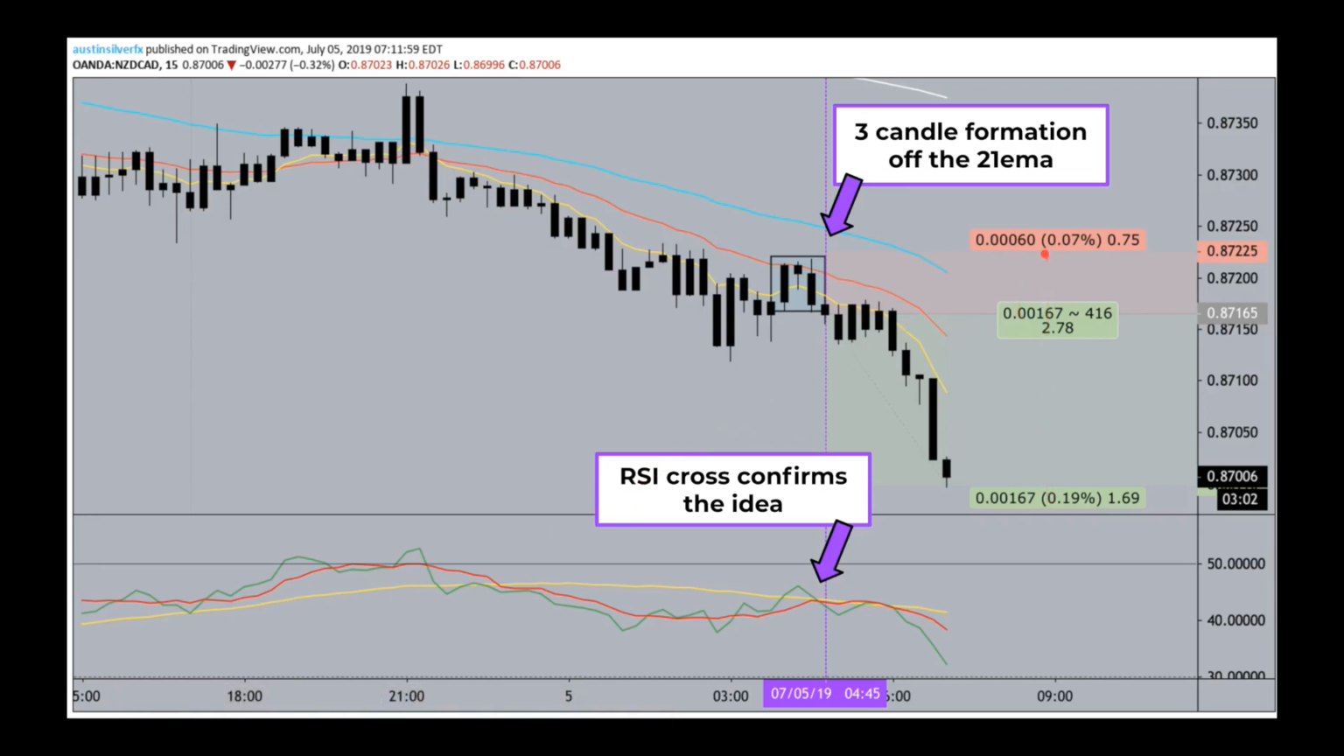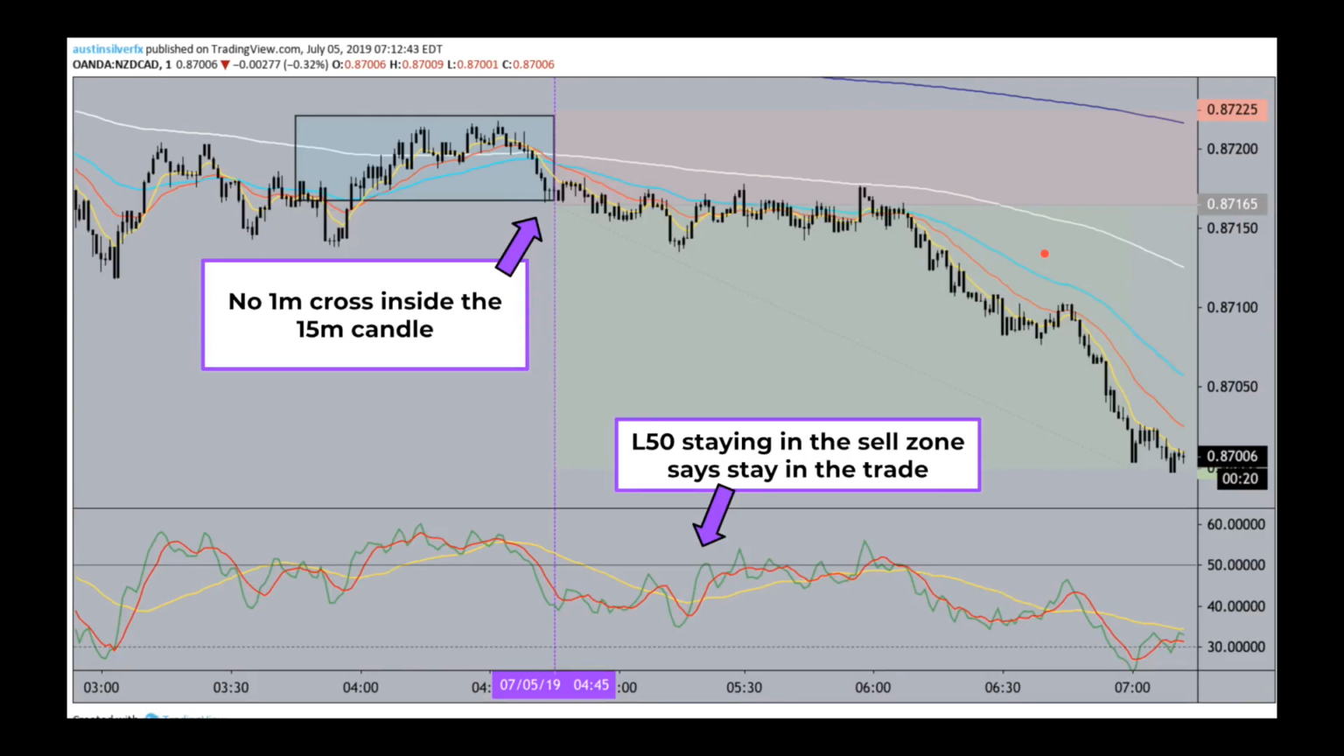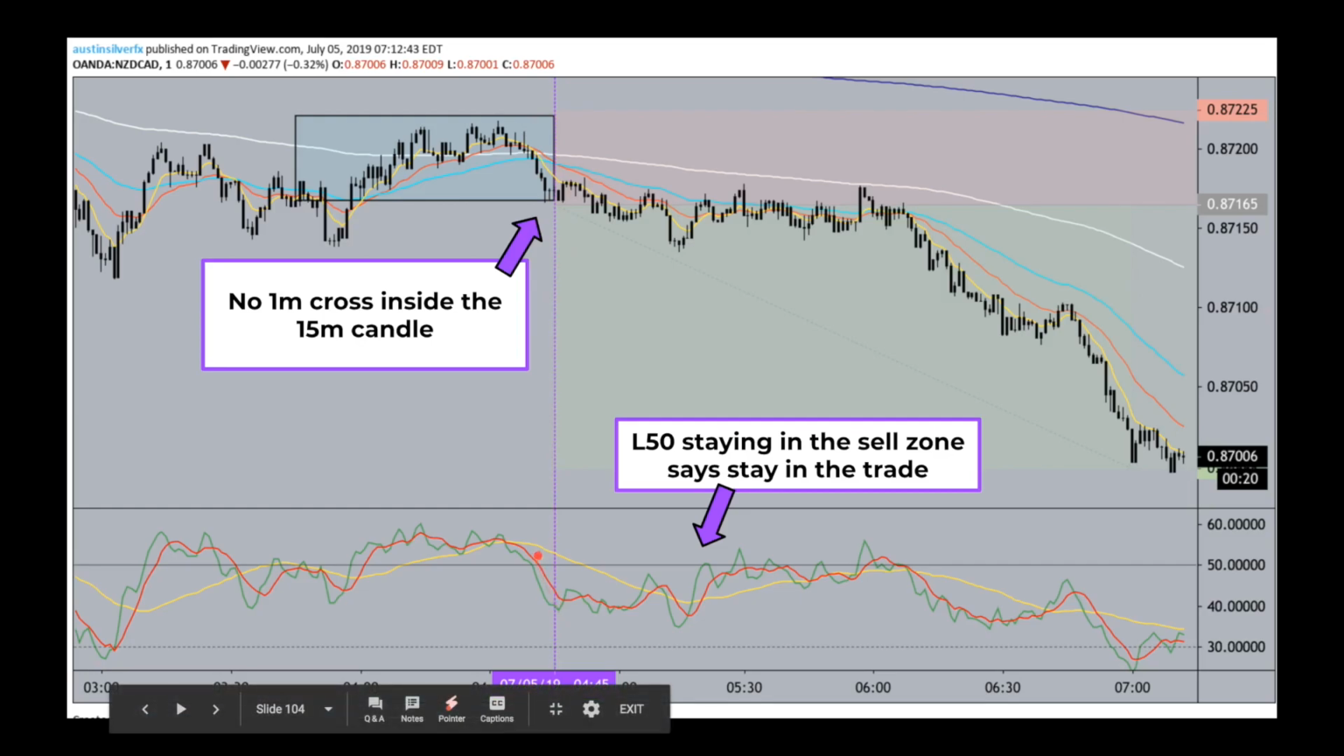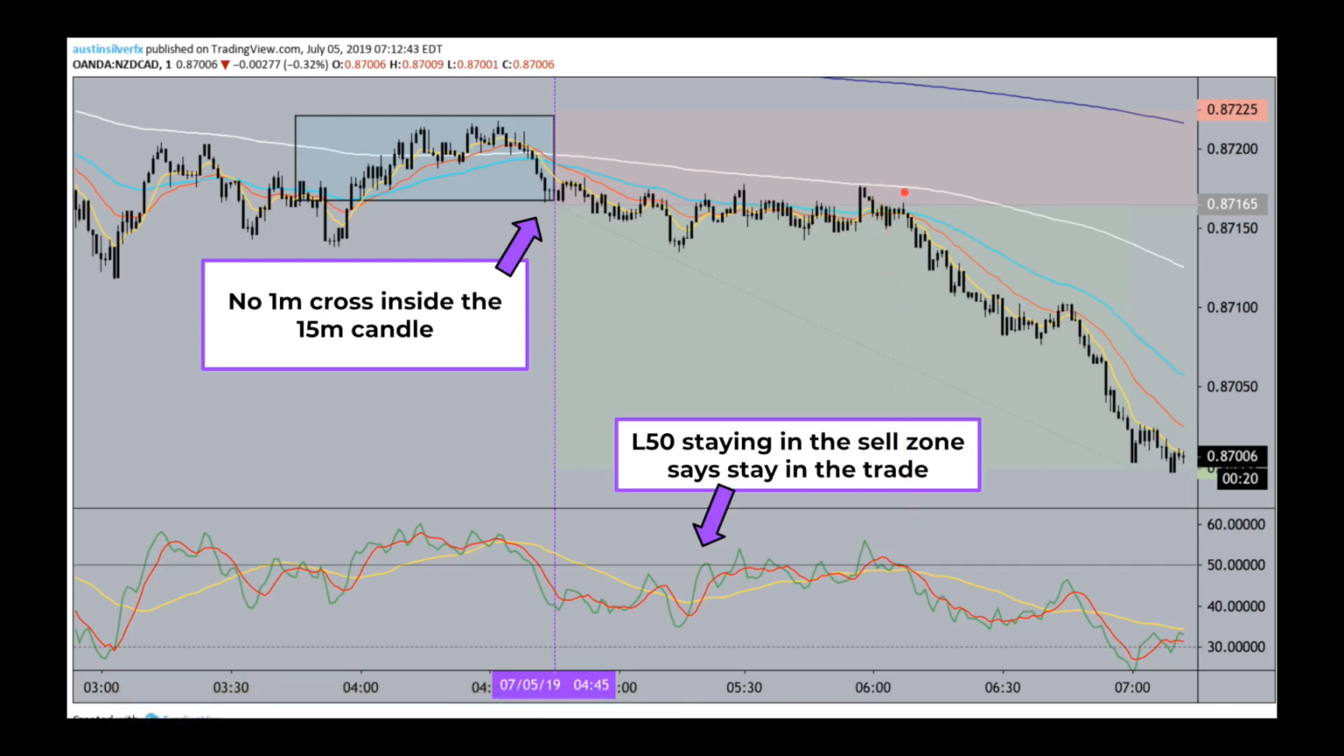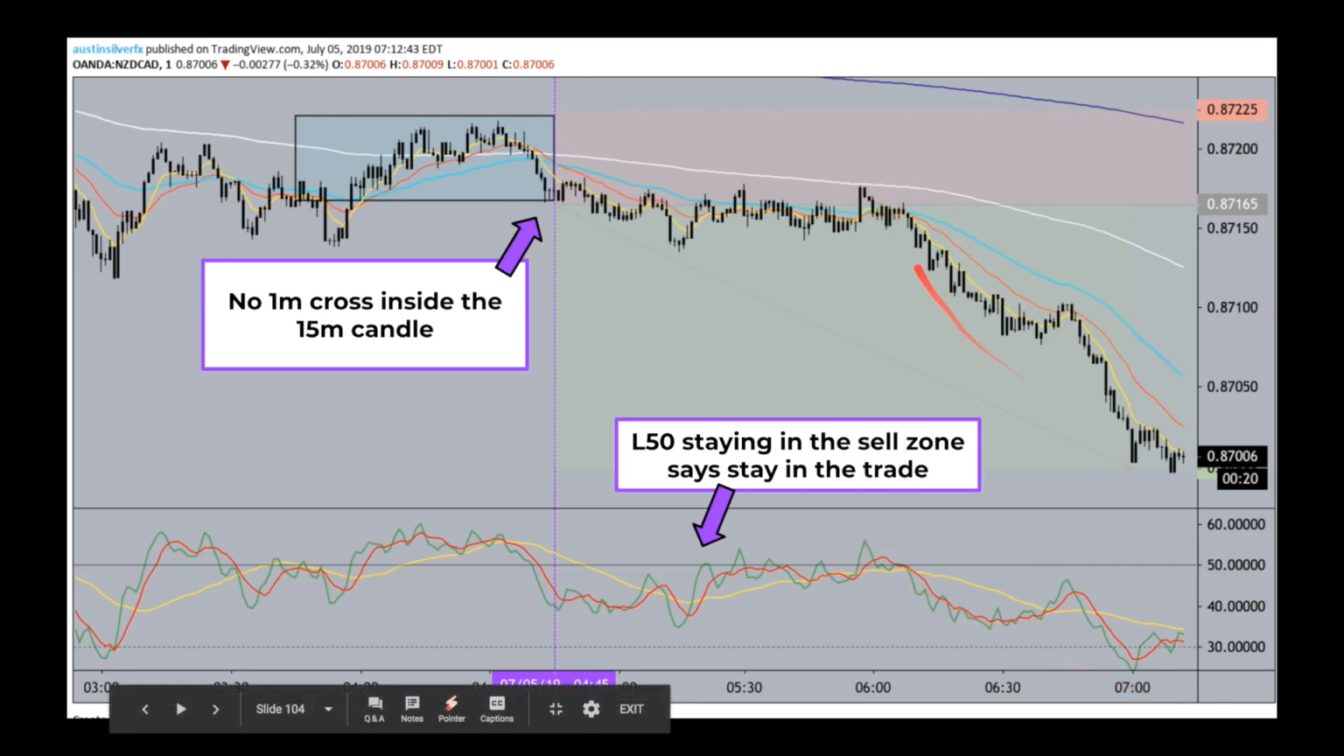And as you can see, it falls 16 pips, only risking 6. If we take a look, there's actually no 1 minute cross inside that 3 candle formation. But what happens? The liquid 50 drops into the sell zone, holds into the sell zone even when it retests here, doesn't break above the 200 EMA on the 1 minute, and then ends up coming lower.